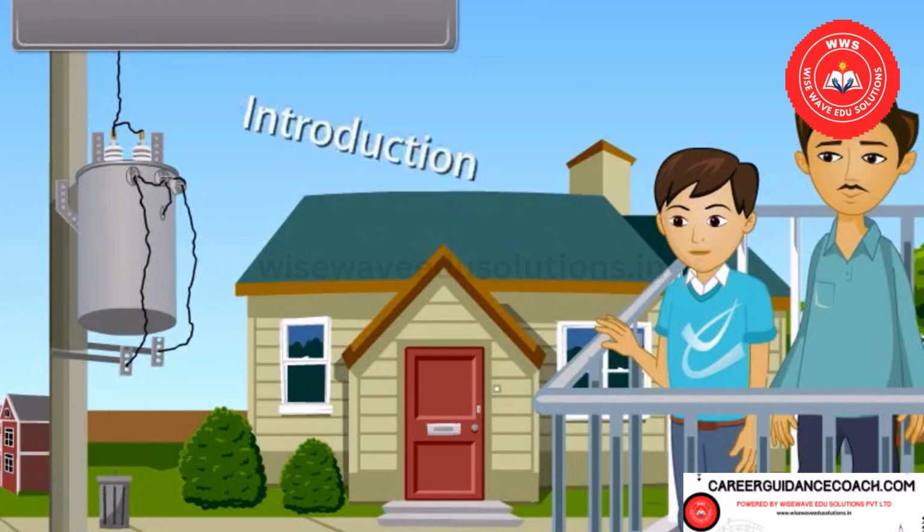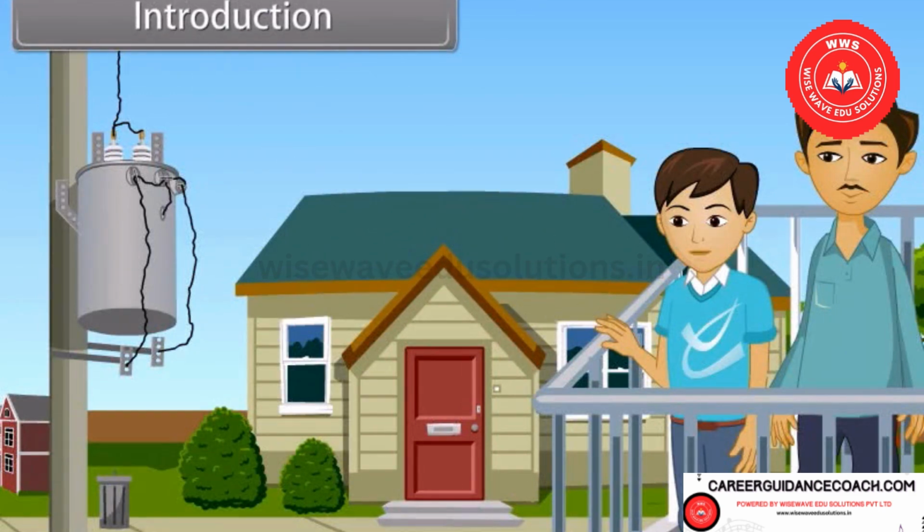Introduction. Mohan and his father are standing in the balcony. They are taking the fresh air in early morning. Mohan is watching something towards the roadside curiously.